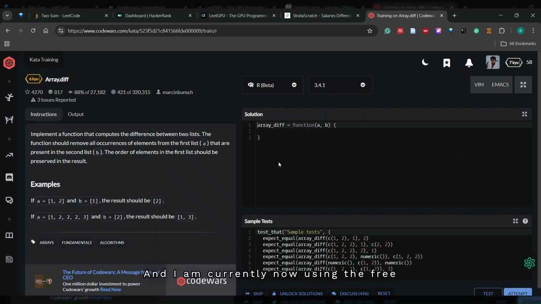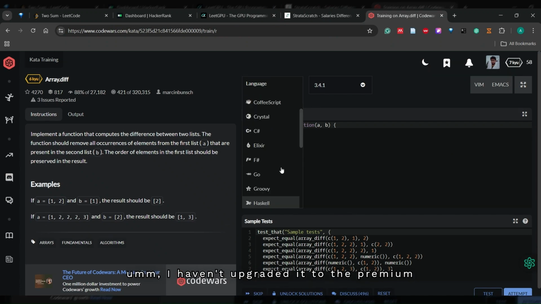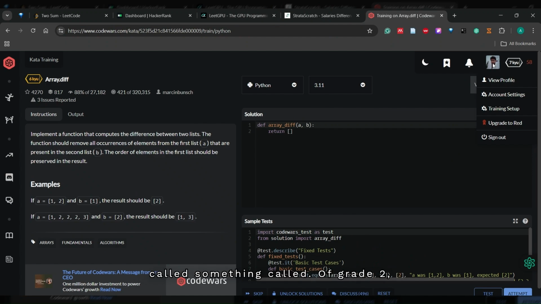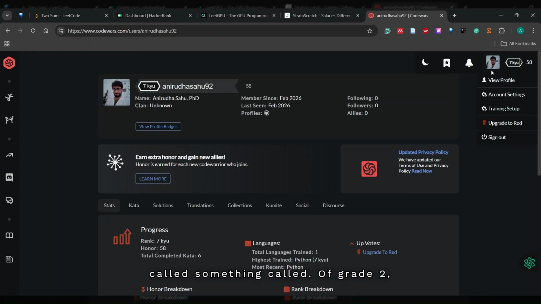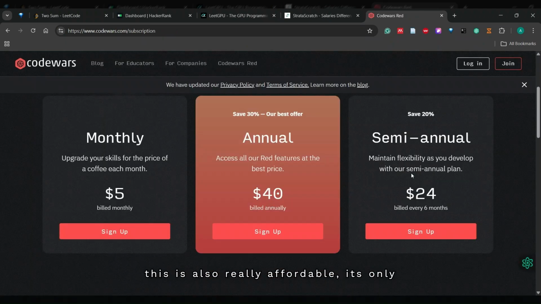I'm currently using the free version of this. I haven't upgraded it to the premium version. The premium version here is called something like upgrade to red. I don't know what that is, but you can see that this is also really affordable. It's only $5 monthly, and I don't know what extra additional features they provide in the annual and semi-annual versions. I think they all provide similar features, and particularly they haven't yet mentioned what kind of features they provide in particular plans.